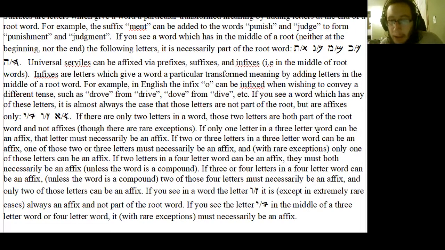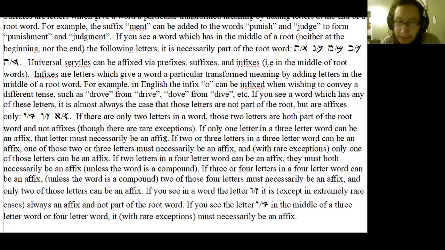So if only one letter in a three-letter word can be an affix, that letter must necessarily be an affix. Affix is a word that means infix, prefix, or suffix. It includes all of them. It's kind of like you've got rectangles, squares, circles, triangles. Those are shapes. A shape is any of those. Same way, an affix is any possible changes that are added to a word, any letters that are added, prefix, infix, or suffix. So if only one letter in a three-letter word can be an affix, that letter must necessarily be an affix.